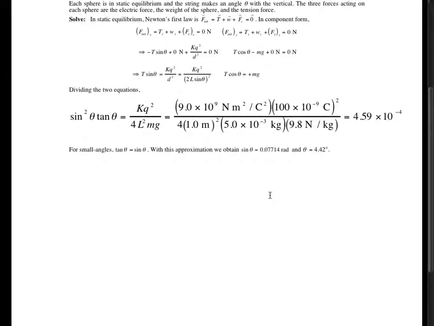So what they say is that the approximation says that tan theta is sine theta. So then that means we get sine cubed theta is equal to this gibberish. Then you take the cube root of this, and that means sine theta is equal to the cube root of that. Then you take the inverse sine of that, and you get your answer of 4.42 degrees.